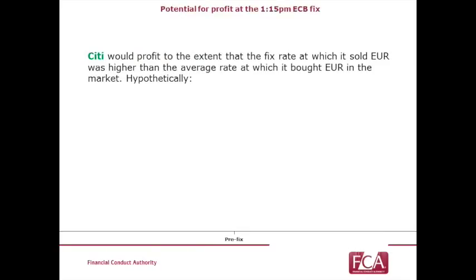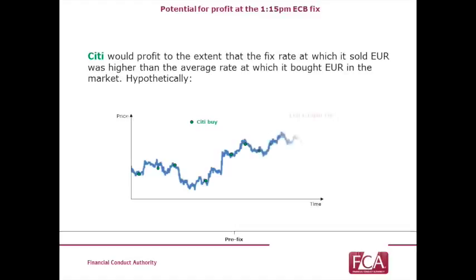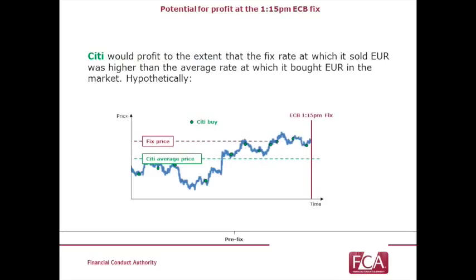The effect of this was to increase the influence that the traders had with regard to the fix, and therefore the likelihood of them being able to manipulate the rate in the desired direction. Remember, because Citi is a buyer, it will benefit if it can move the fix rate up. The chances of success would be improved if Citi and the other firms shared information. Since Citi needed to buy euros at the fix, it would profit to the extent that the fix rate at which it sold euros was higher than the average rate at which it bought euros in the market.